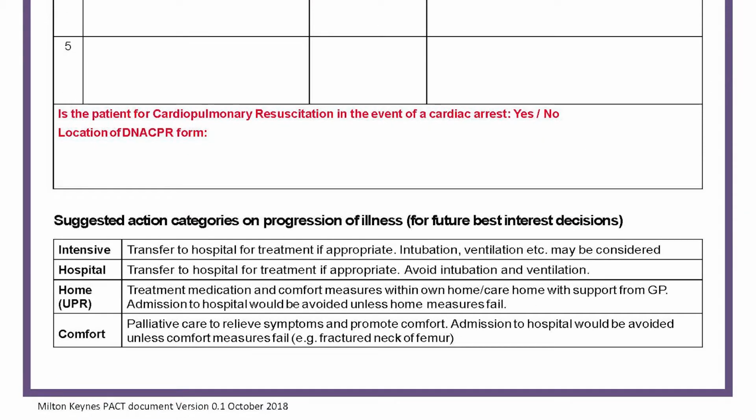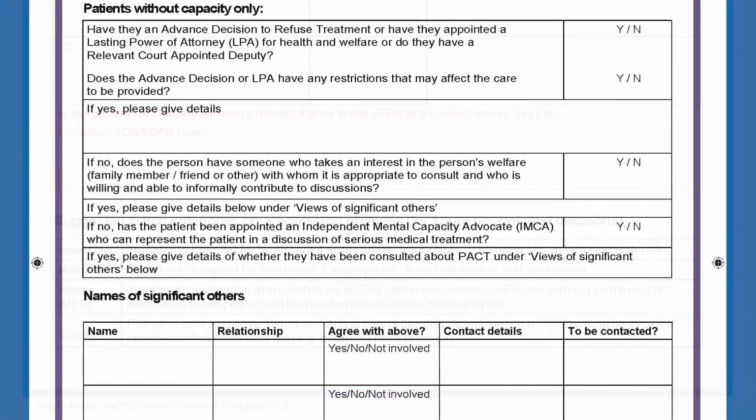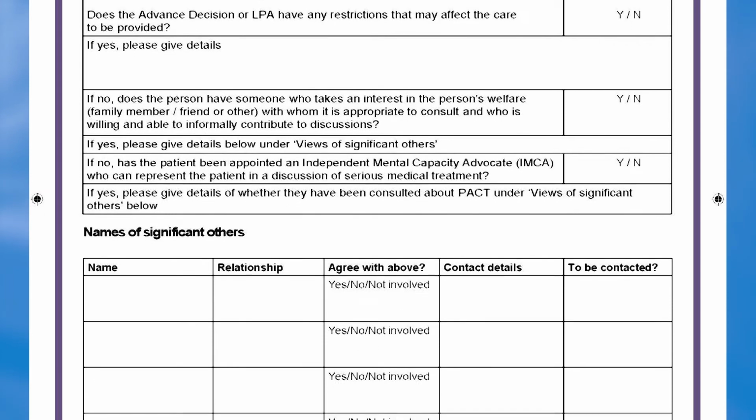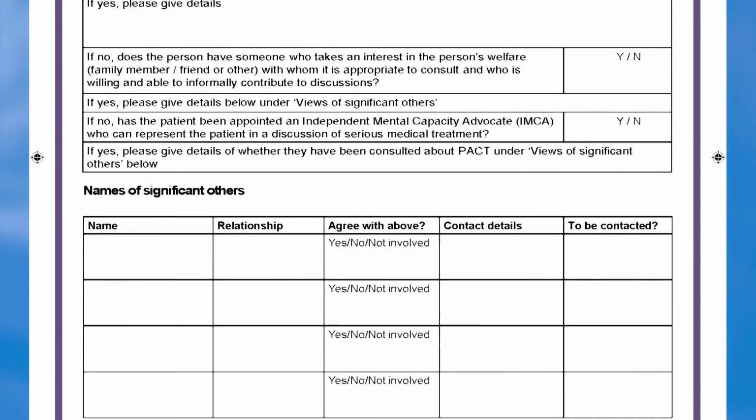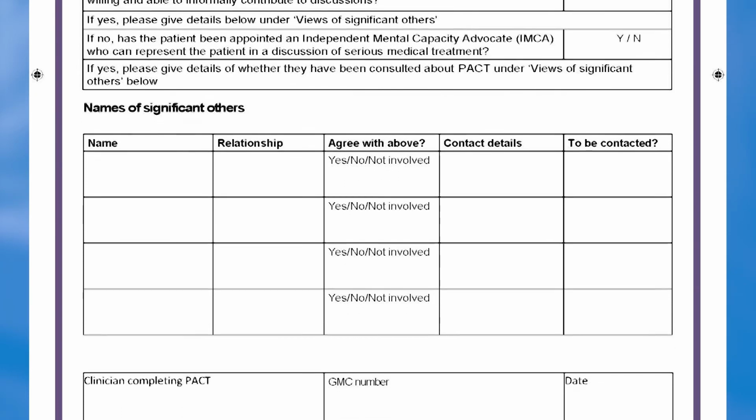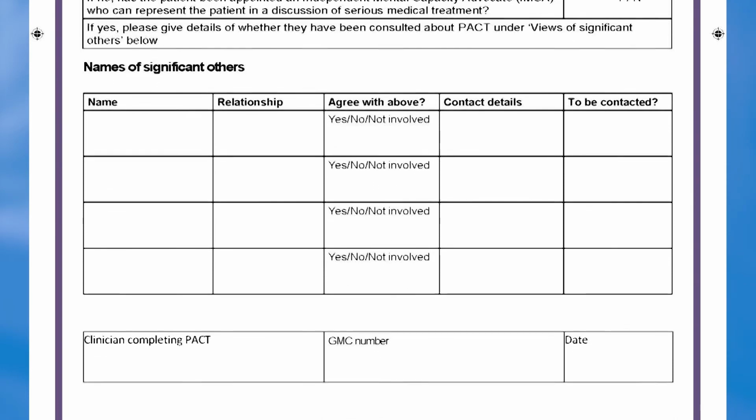The PACT form can also be used for patients without capacity, and in fact was designed initially for this purpose. The conversation then is had with those that know the patient best, to try and ascertain what the patient would want if they could make decisions for themselves.